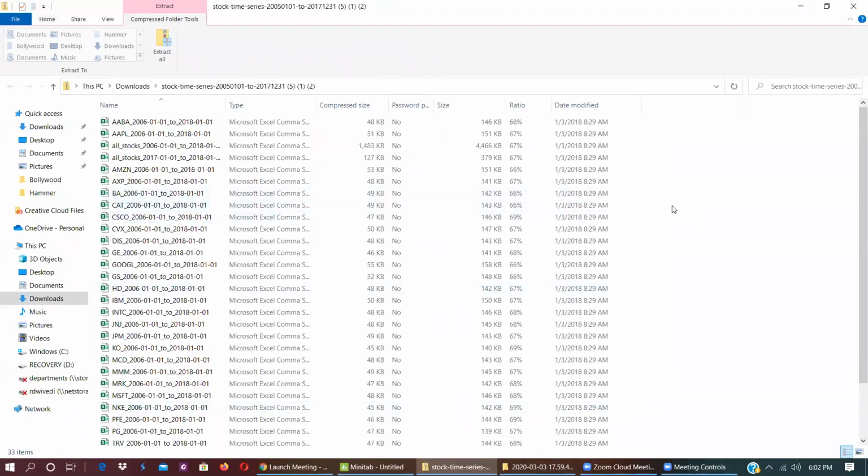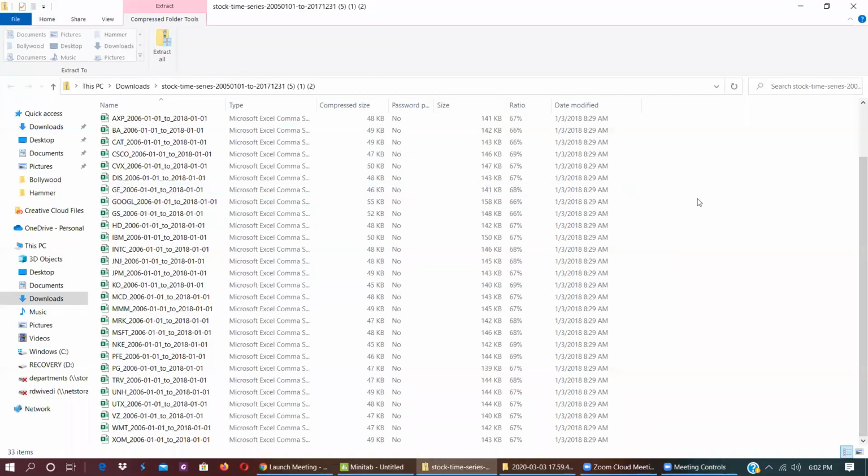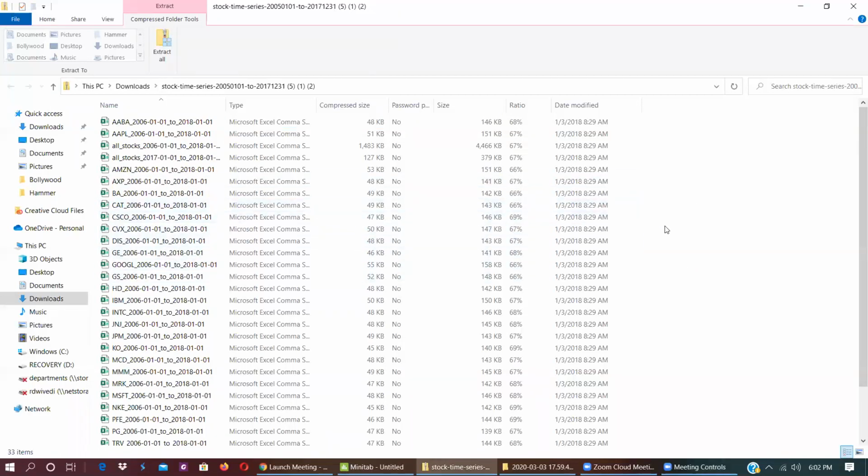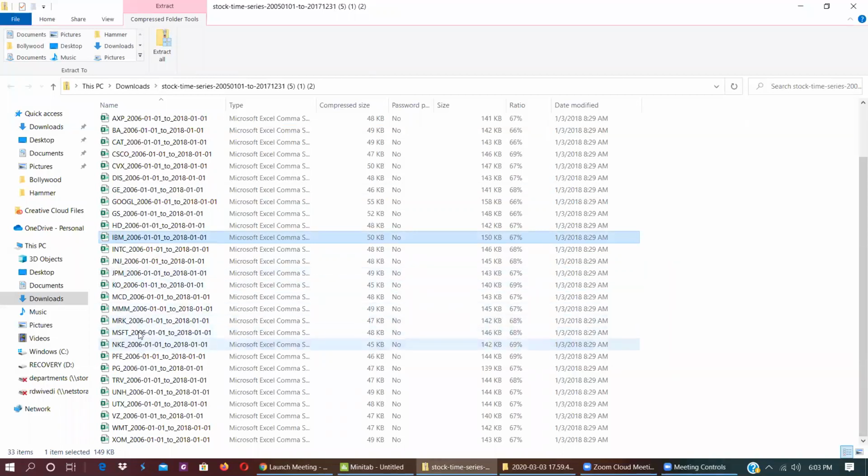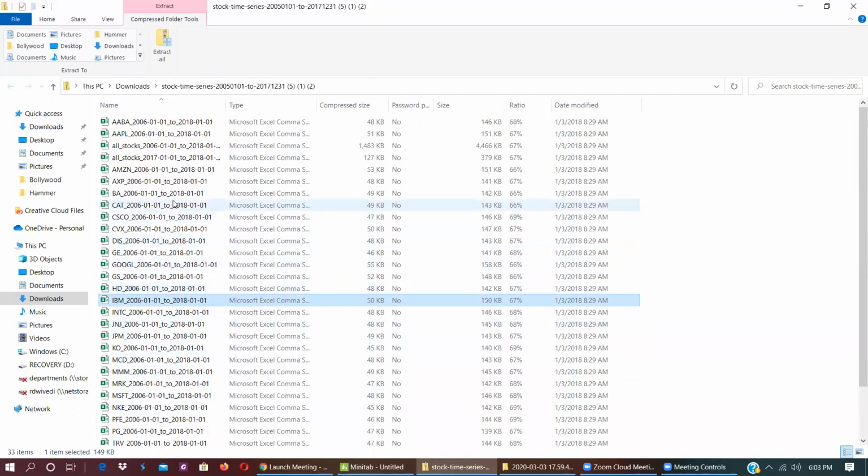So this is the time series data of stocks that I got from Google Finance, and these are all important stocks. Let's say I'm just going to check. This is, for example, Amazon. This is Google. This is IBM. This is CAT. So all these stocks are there. I'm just going to pick this Amazon. Here we go.